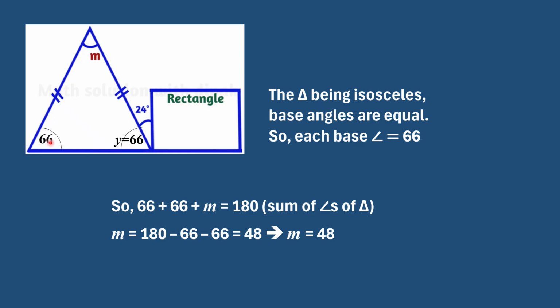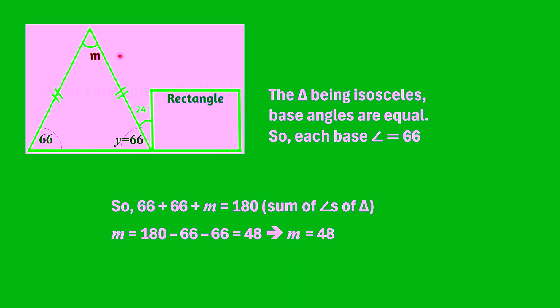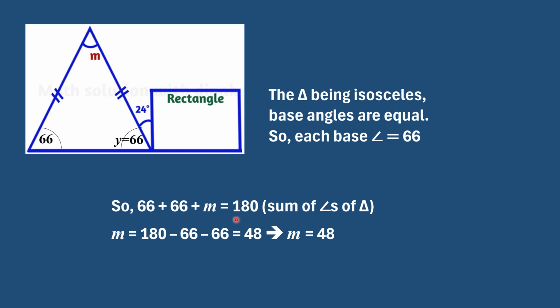So 66 plus 66, the two base angles, plus the vertical angle m. So 66 plus 66 plus m equals 180. That is the sum of the angles of a triangle. So m will be equal to 180 minus 66 minus 66. Both the 66 numbers we take to the other side. So 180 minus 66 minus 66 gives you 48. So the vertical angle m is 48 degrees, that's the value of the vertical angle.